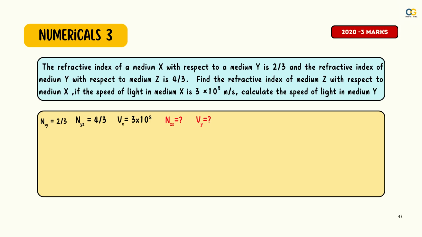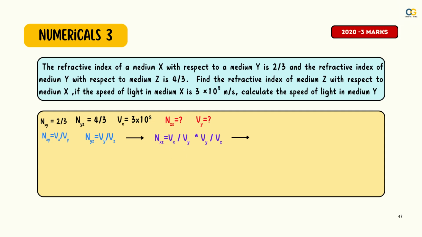So refractive index of X with respect to Y means that it is vy by vx, where vy is the speed of light in medium Y and vx is the speed of light in medium X. Similarly, the refractive index of Y with respect to Z is the speed of light in medium Z to the speed of light in medium Y. From this we can multiply both of these to get the refractive index of X with respect to Z, where we can write vy by vx into vz by vy. This will give us vz by vx, which is nothing but the refractive index of X with respect to Z.